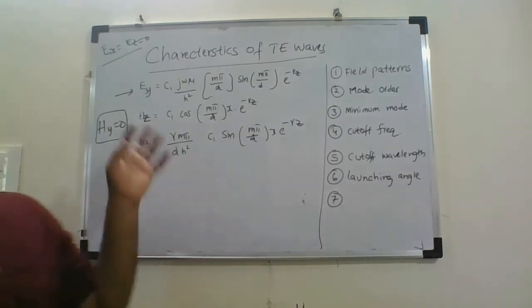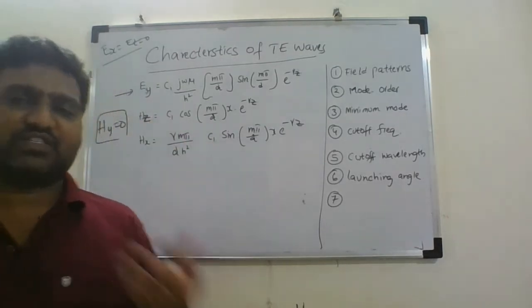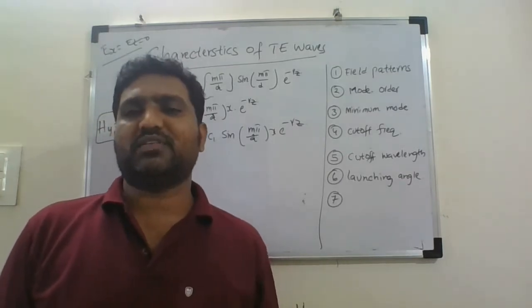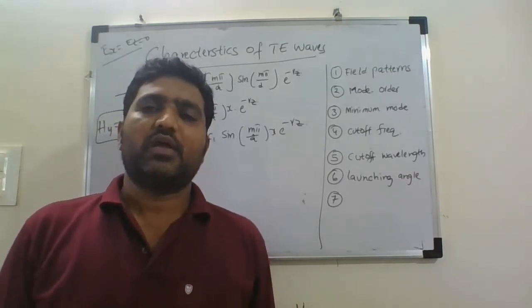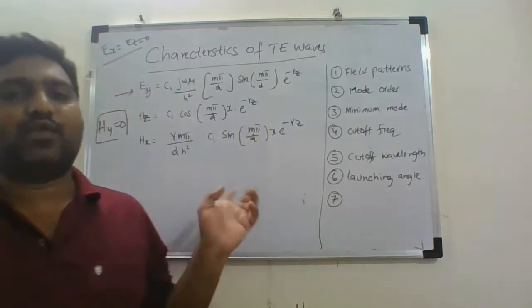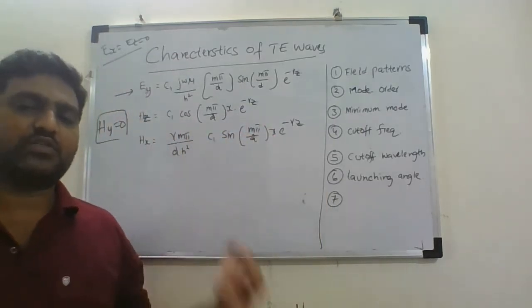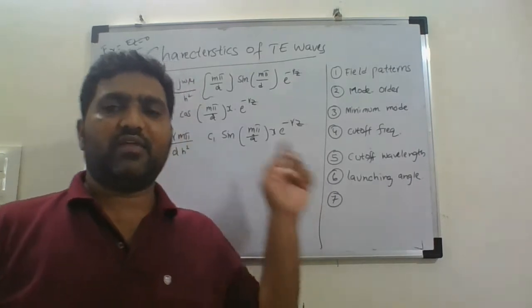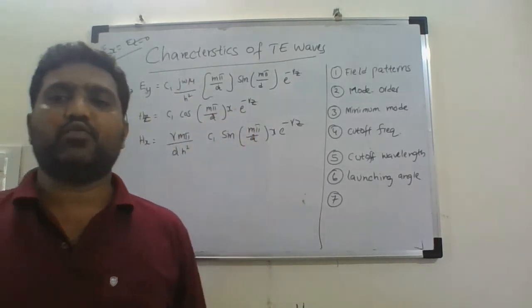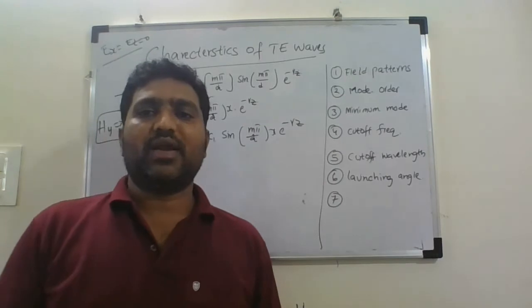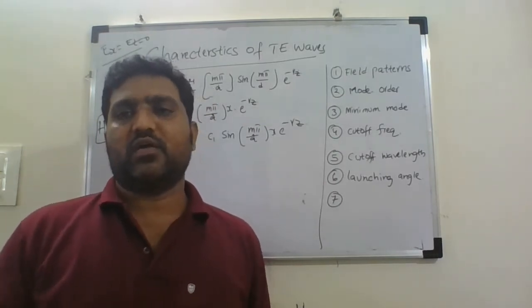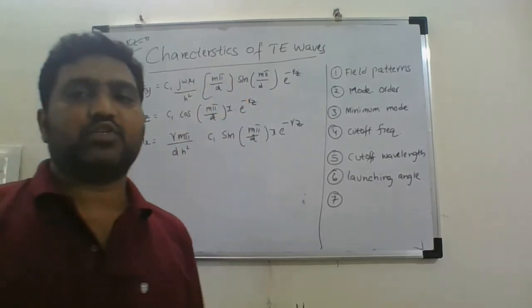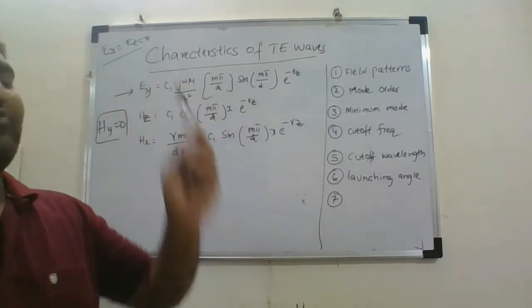How these equations are derived, we discussed in the previous lecture, so you can go through that lecture if you have not seen it. These are the field equations for a TE wave in a planar waveguide. We derived these expressions by doing the analysis. Now, let us continue to the next topic. The next topic in our lecture series is the characteristics of TE waves.